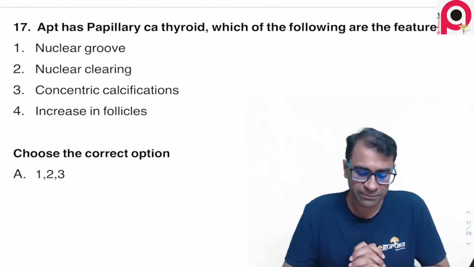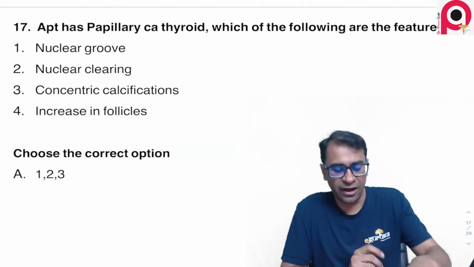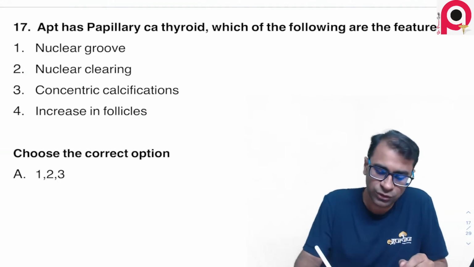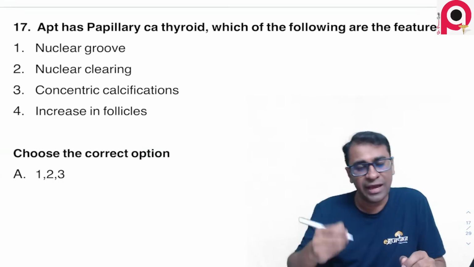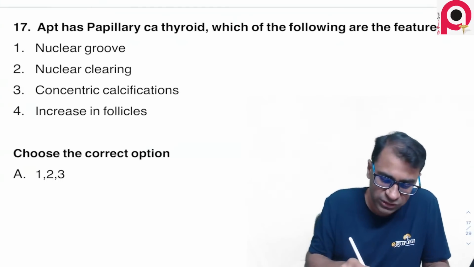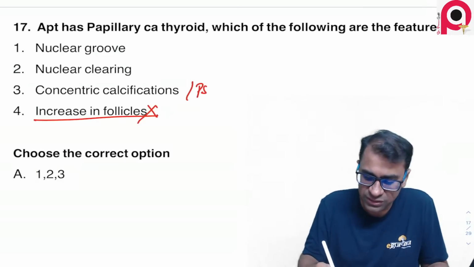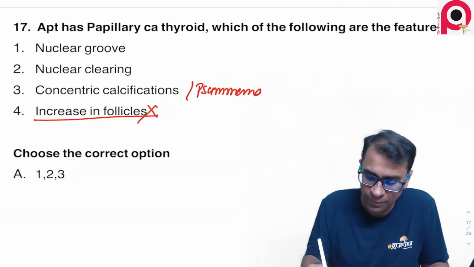Now, a patient has papillary carcinoma thyroid. The following are the features that you can see in a case of papillary thyroid carcinoma. So remember, in a case of a papillary thyroid carcinoma, usually in biopsy, you can see the papillary pattern. You don't see an increase in the follicle. That's not the thing that you can see. Concentric calcification or psammoma bodies may surely be seen.